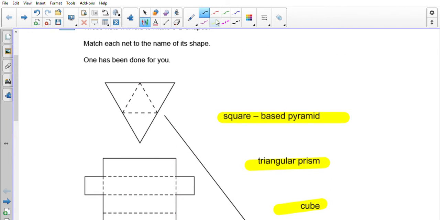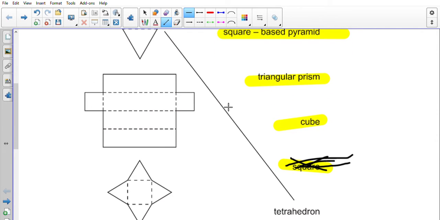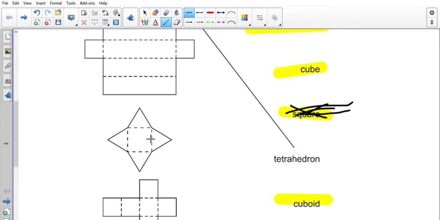Okay, so let's use what we know about these shapes. Let's have a look at this one. We have here, let's count them, 1, 2, 3, 4 rectangular faces and 2 square faces. We've got 6 faces in total. That is going to give us like a rectangular box shape. That we know is called a cuboid, so that one can go there. Thank you very much.